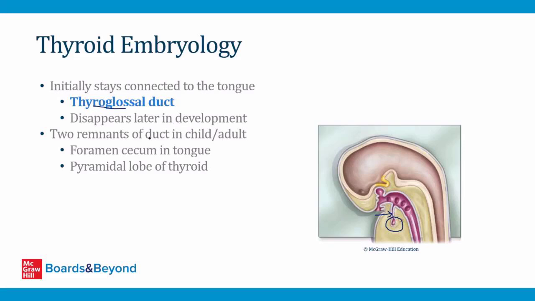And in the normal adult, there are two remnants of the thyroglossal duct that you can find. One is the foramen cecum in the tongue. I'll show you a picture of this in a minute. And the other is that pyramidal lobe of the thyroid I talked about earlier. When that is found in a person's thyroid, that's a remnant of the thyroglossal duct.